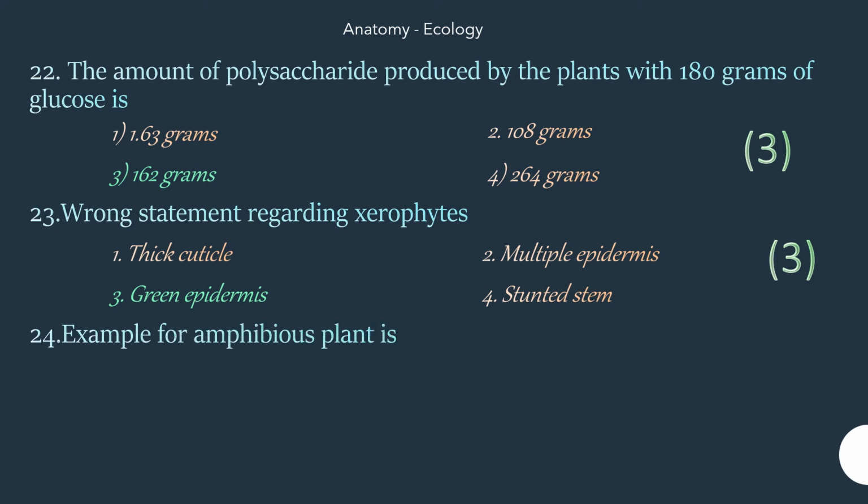Example for amphibious plant is: Lemna, Sagittaria, Utricularia, Pistia. The answer is 2. Sagittaria.